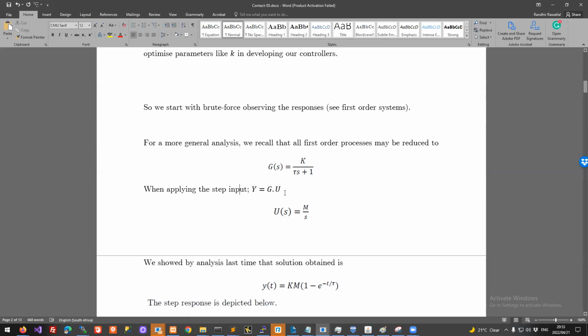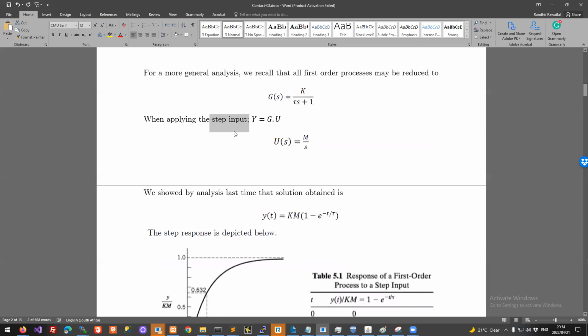So if we have a step input, then the function u is m over s. So again, be sure to go back and look at why that is. That's all fully derived in the notes and in the videos. But anyway, we'll just accept that. So we know what g is going to look like for any first order process. Now, if we are told we are going to use a step input, then that's what applies. And again, it doesn't matter what the step is, the size of the step is contained in here. So m is the size of the step.